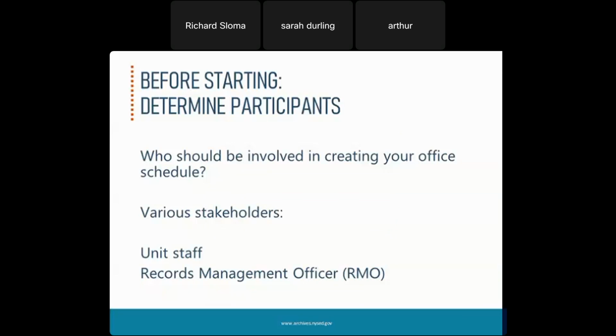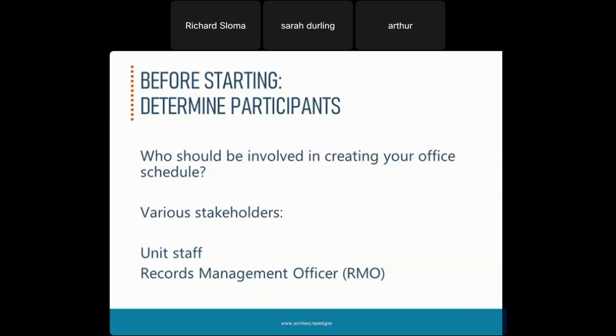For creating your office schedule, you'll also need to determine who will be involved in creating it. There are two main stakeholders in this process. First, there's unit staff. Agency or local government staff are the ones most familiar with their records and will be using the office schedules on a day-to-day basis. They're the ones who will benefit most from having one and whose input is most critical.